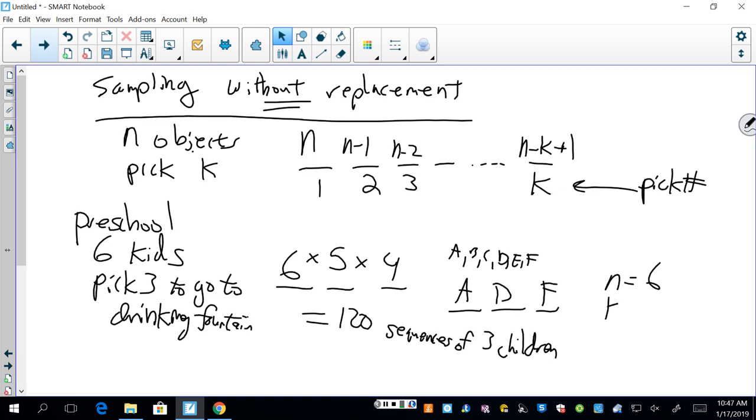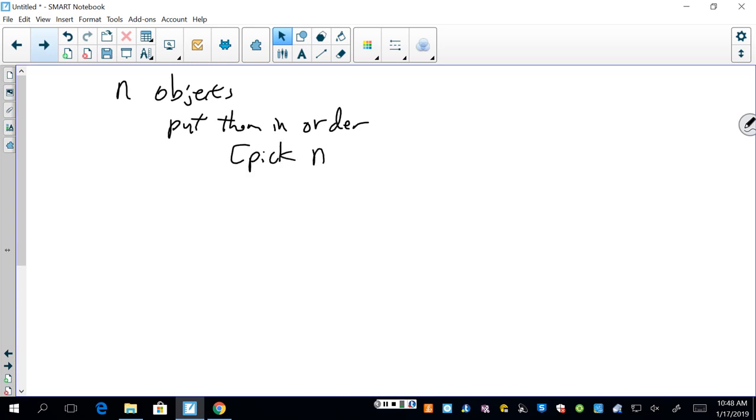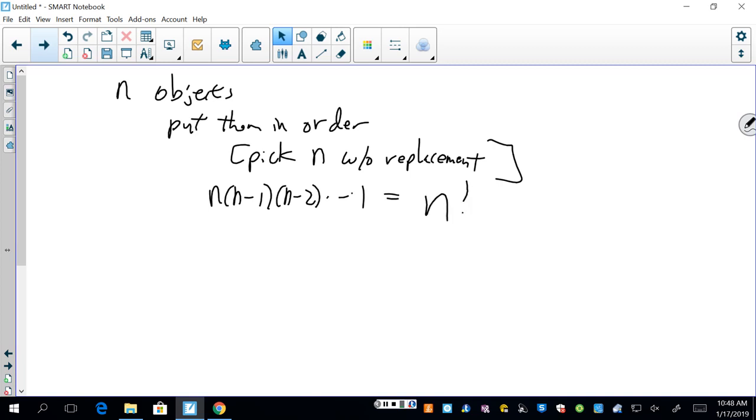So if n is 6 and k is 3, n minus k plus 1 is this last number, which is 4. If you put everything in order, put them all in order, it's called a factorial. So if you have n objects or children, put them in a particular order. Another way of saying it is that you pick n of them, you pick them all without replacement, and then the next one until you exhaust all the choices. The number of ways of getting these sequences of length n is n times n minus 1 times n minus 2, all the way down until you have your last person there, and that's just 1.